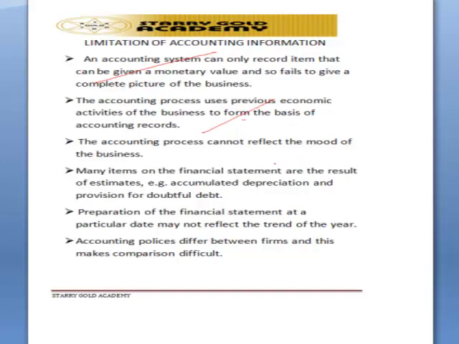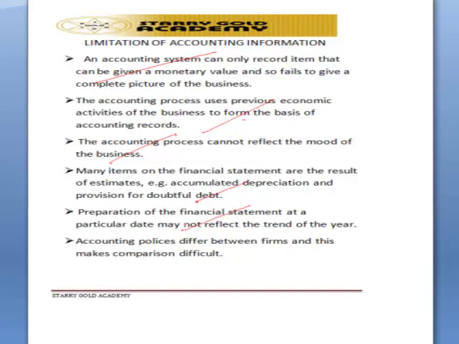The accounting process cannot reflect the mood of the business. It can't. So many items on the financial statement are the result of estimates, for instance, the accumulated depreciation and the provision for doubtful debts. They are estimates. The preparation of financial statements at a particular date may not reflect the trend of the year.